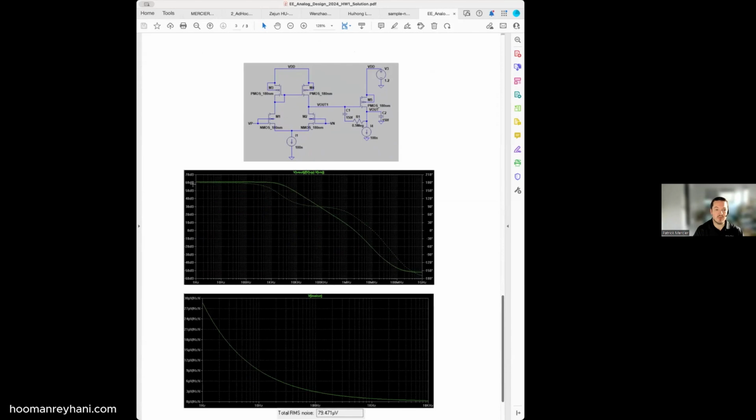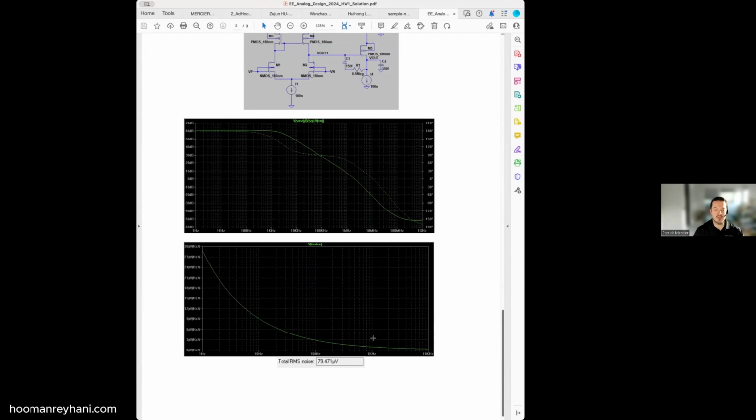So here you can see we got our 60 dB of gain, about 2 kilohertz of bandwidth, and the noise happened to be okay as well. Now, we actually didn't talk about noise in lecture 1, and in fact, we won't even talk about noise today, but we will do a slightly more detailed treatment of noise in subthreshold in lecture 3. So please keep your eyes open for that.